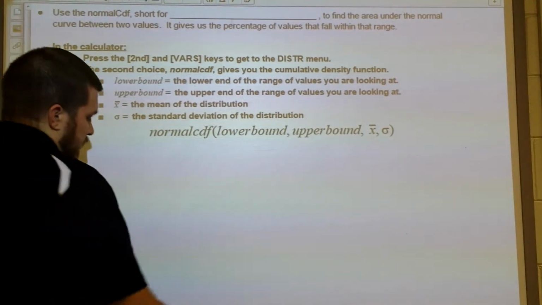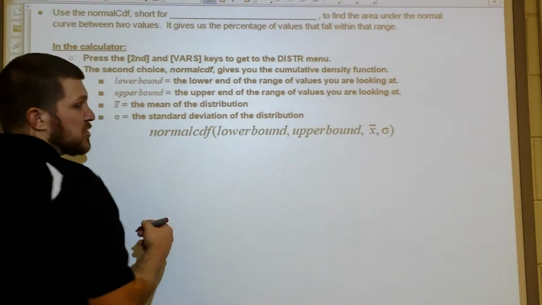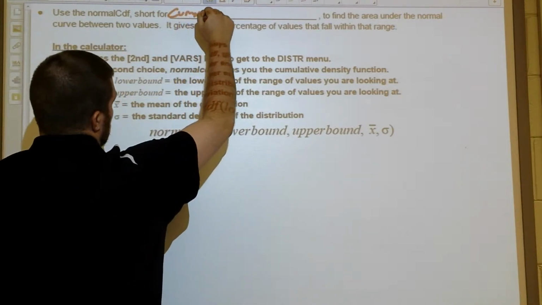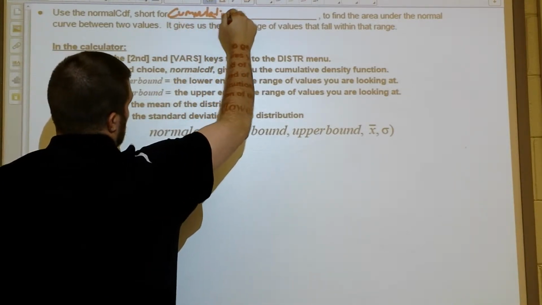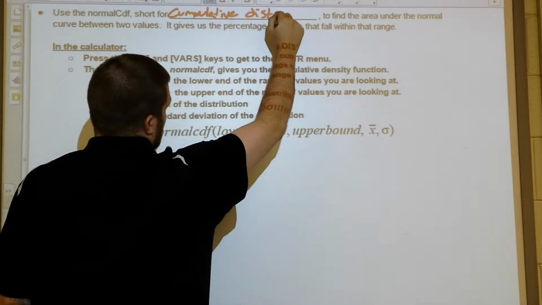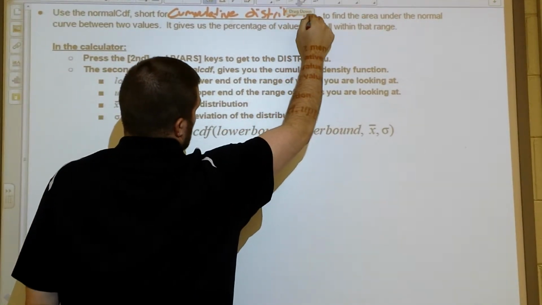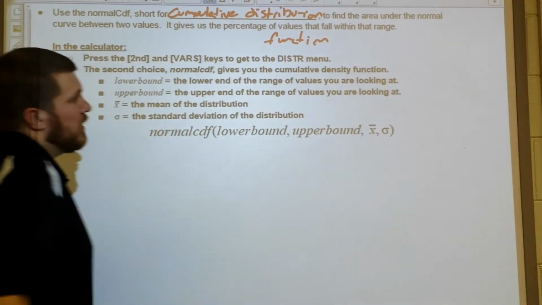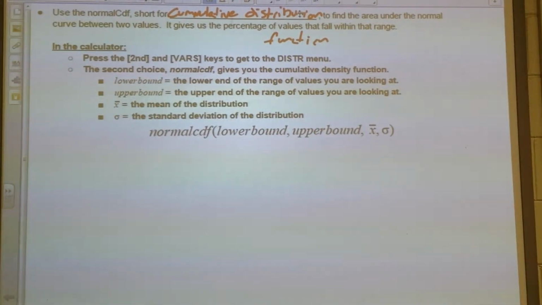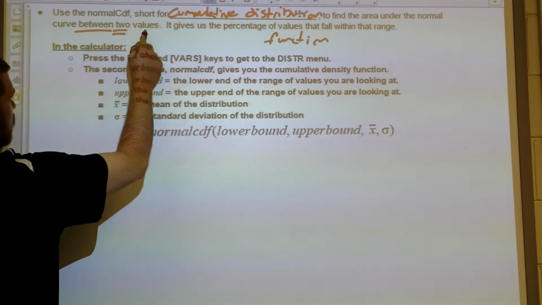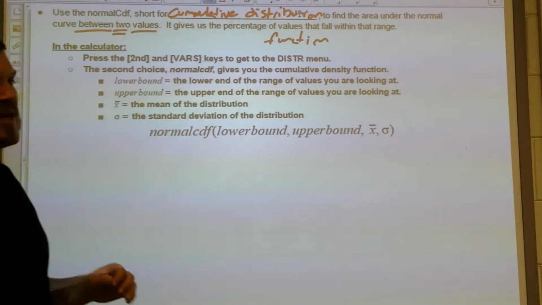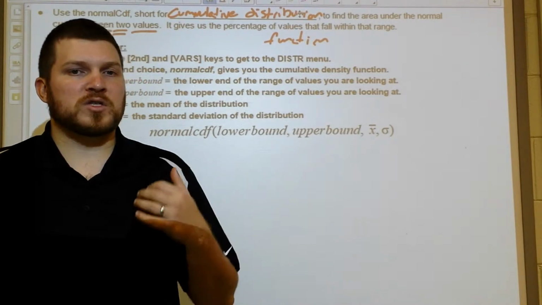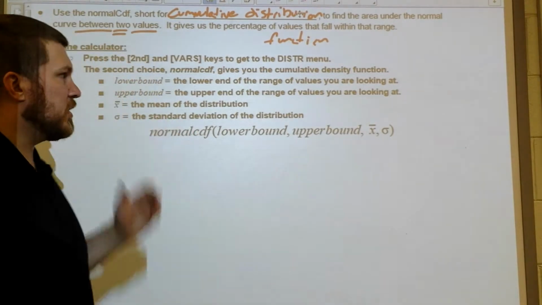The other calculator function that we're going to introduce is the normal CDF function, which stands for the cumulative distribution function. And we use it to find the areas under the normal curve between two values. So PDF is for exactly one value. The CDF is for between two values. That's how you tell them apart.